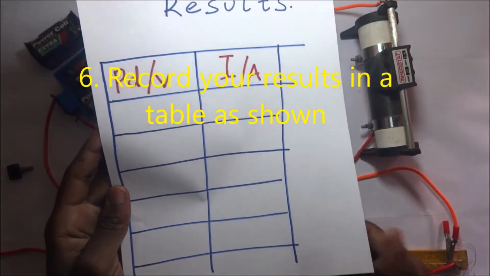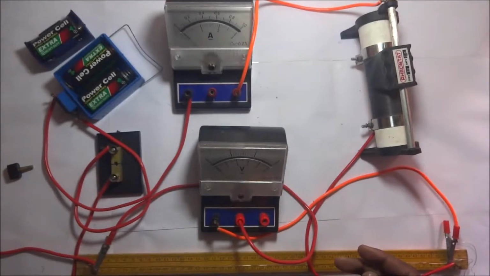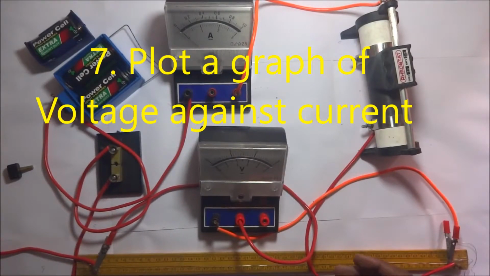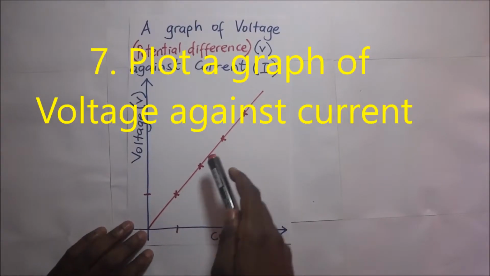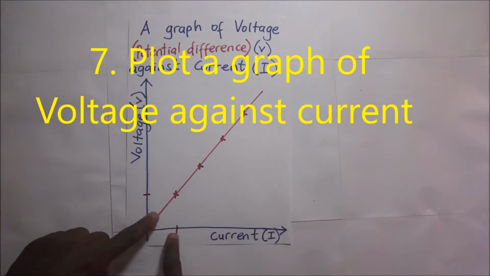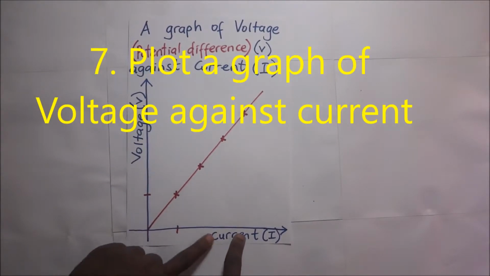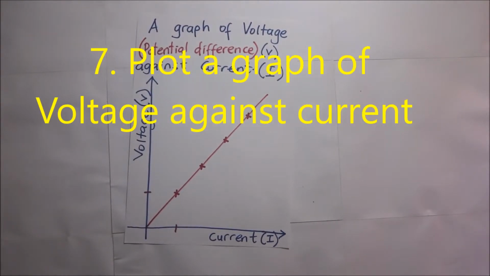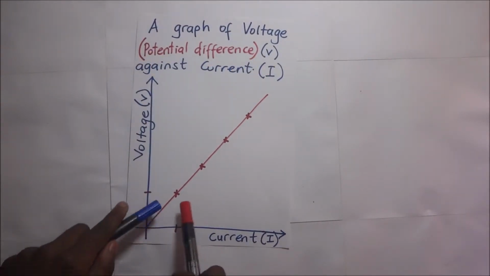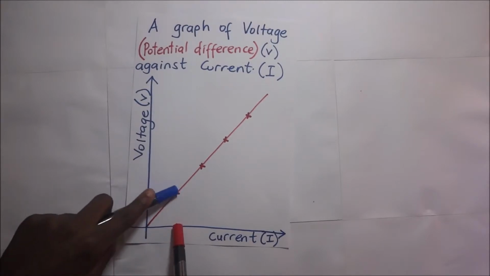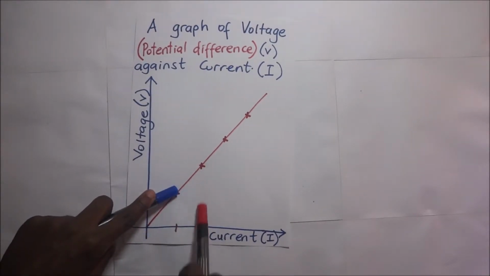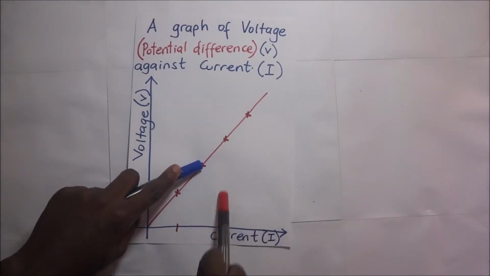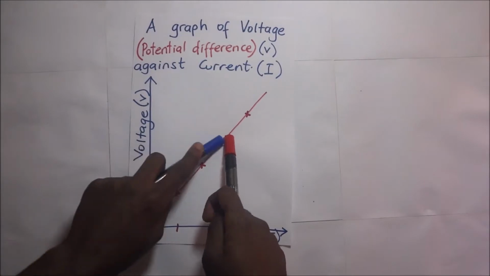After measuring the current and the potential difference, you draw a graph of potential difference against current. When you plot your graph of voltage against current, you will realize that current is directly proportional to voltage. By saying that current is directly proportional to voltage, I simply mean that every time the amount of current increases, voltage also increases. When current increases to this level, voltage also increases to that level.